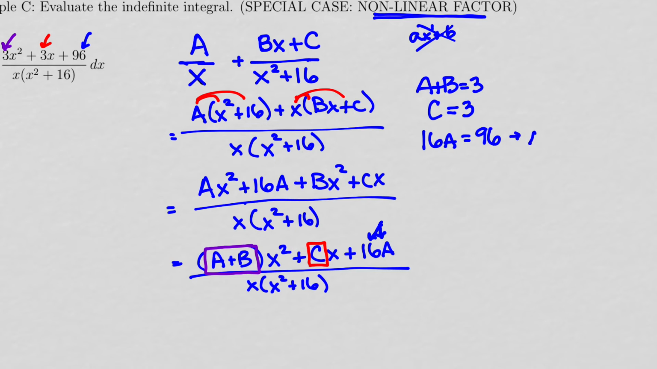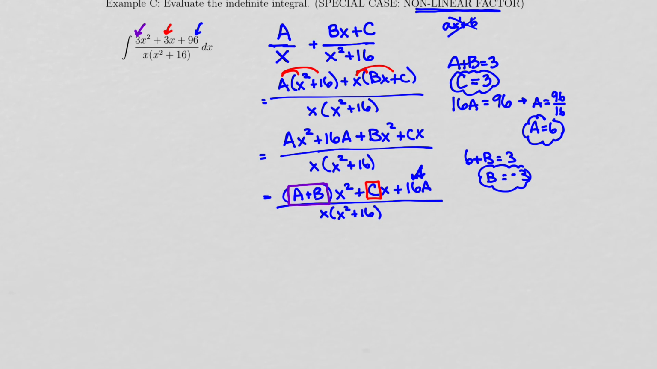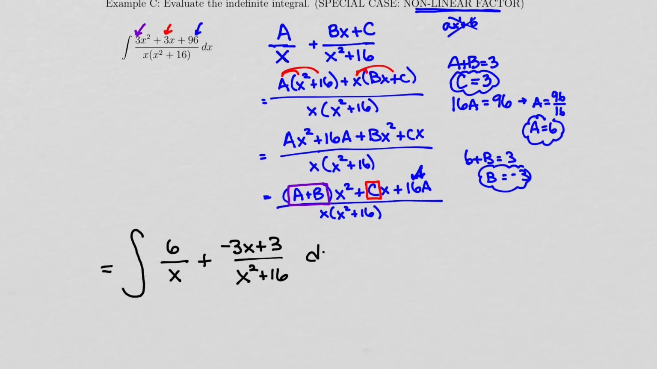When you divide both sides, what's 96 divided by 16? That's just 6. So A is 6. C is 3. That makes b negative 3, which means my original integral, and your original integral, gets rewritten as a over x plus negative 3x plus 3 over x squared plus 16.